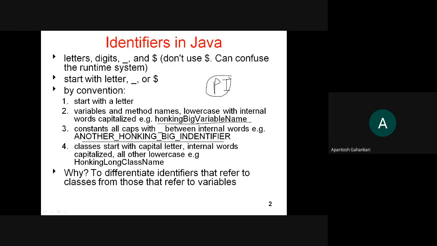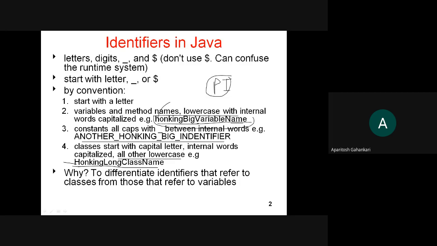So classes start with a capital letter, internal words are capitalized, all others are lowercase. So this will be the name of the class while this will be the name of a method. Try to feel the change. Here this is the name of the variable which starts with a small letter. And here it is the name of the class and that is why it is starting with a capital letter. Of course, these are all standard naming conventions.